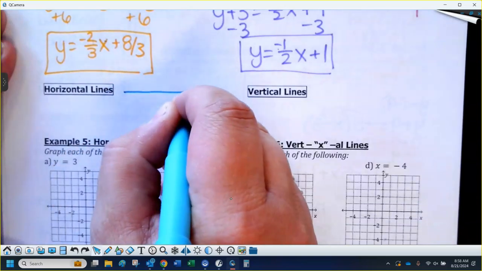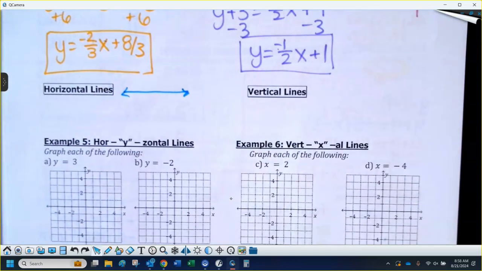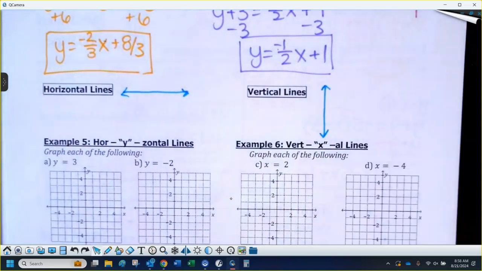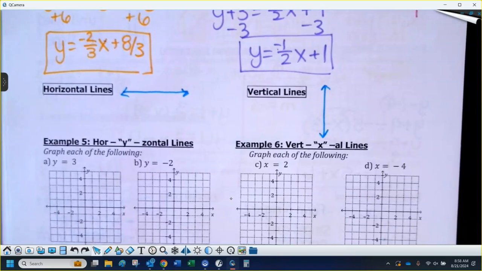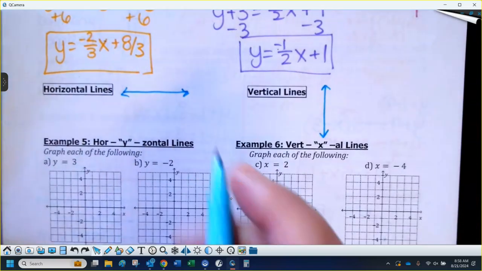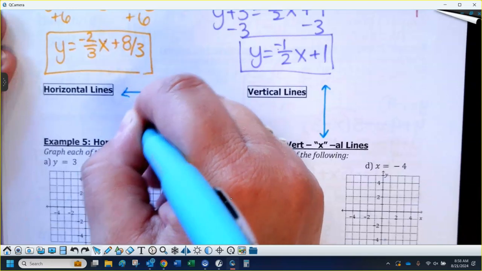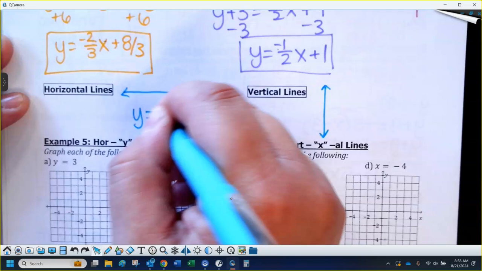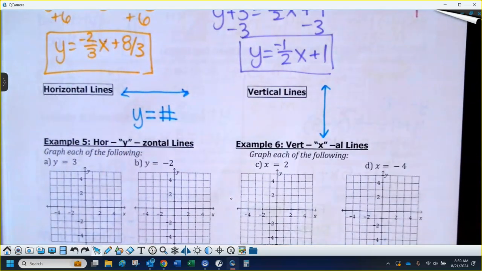So horizontal lines, flat like the horizon, and vertical lines, straight up and down. Now, the thing that trips people up, they think about the x and y axis, right? And your x-axis is a horizontal line. But if you have a horizontal line, they have an equation, and it's just y equals some number. And that trips everybody up because they're thinking x-axis, they think it should be x.